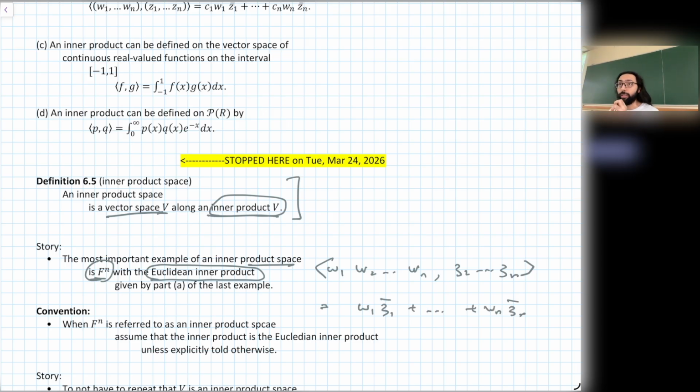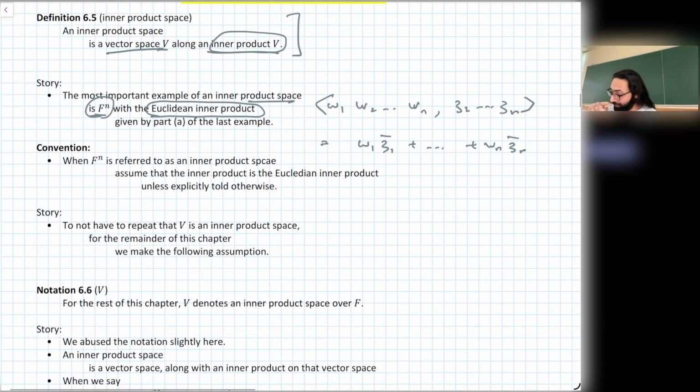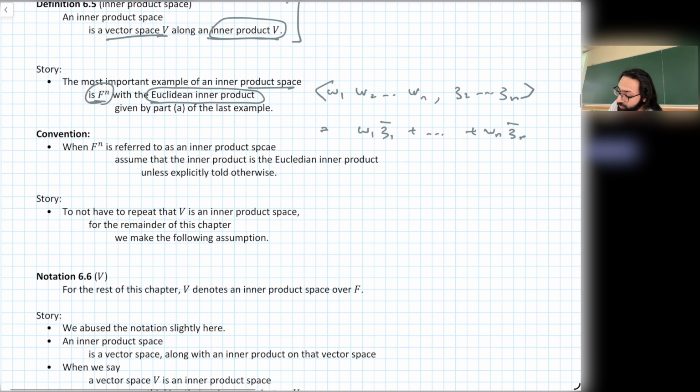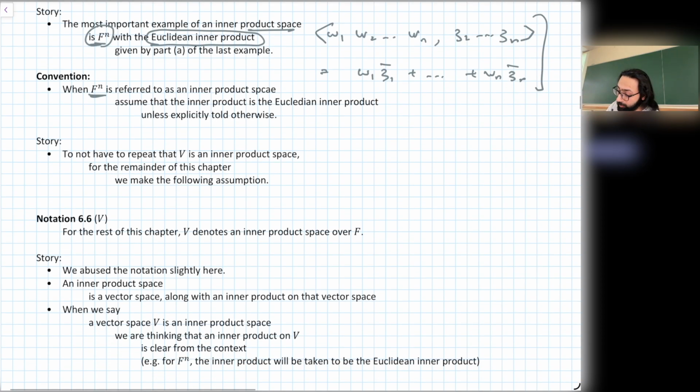Okay, so this is the Euclidean inner product. The convention that we're going to follow here is that if I'm referring to Fn, and I do not mention the inner product, what form or definition I'm using, you're assuming that it is going to be the Euclidean inner product. It is just a convention. Nothing very deep. Okay?